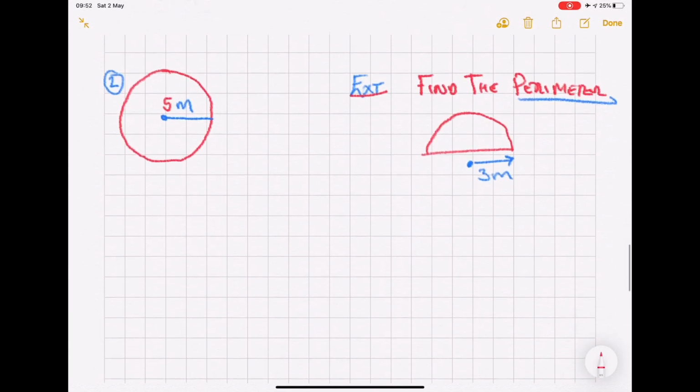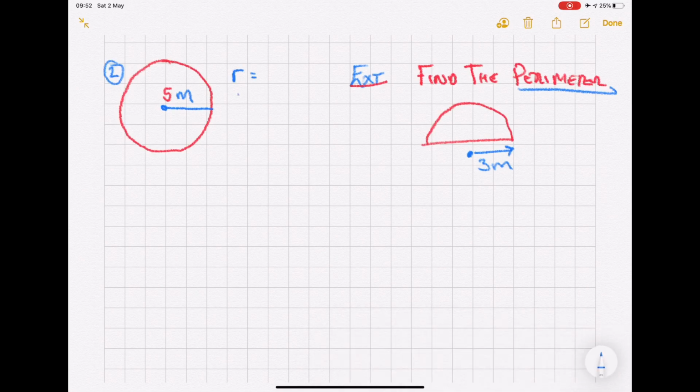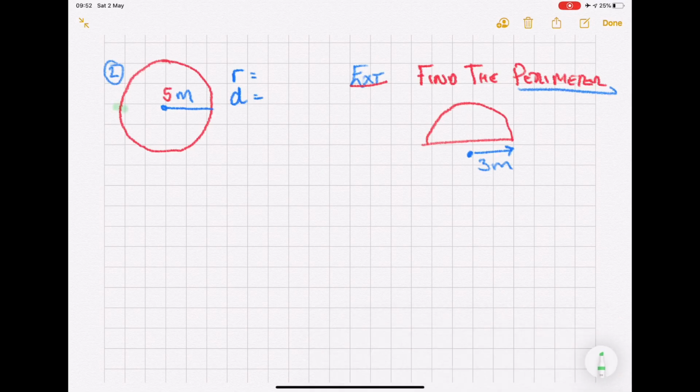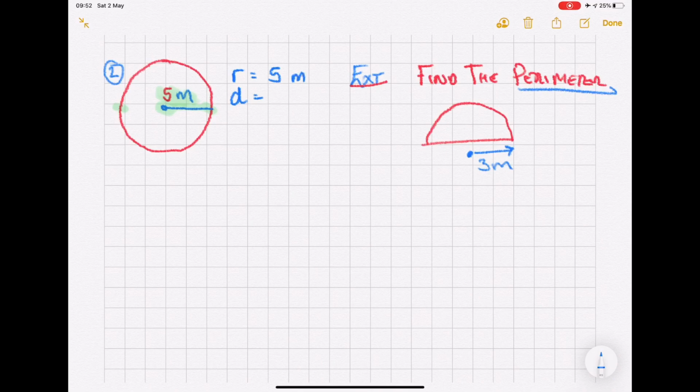Let's have a go at this second question over here. So find the circumference of this circle. First things first, let's write down our radius and our diameter and look at the question and see which one they've given us. Well, they haven't given us the length that goes from this edge through the centre to this edge. They've only given us the length that goes from the centre all the way to one edge. So therefore, that must be our radius. So our radius is 5 metres. If our radius is 5 metres, our diameter is always double our radius. So our diameter is 10 metres.